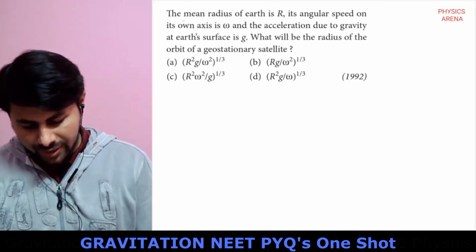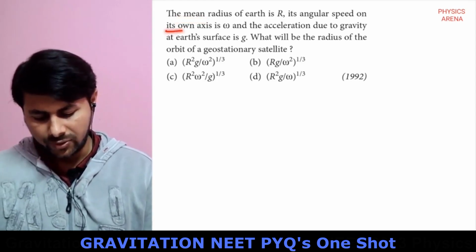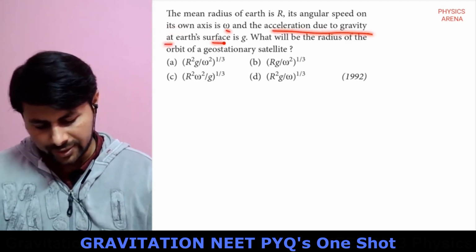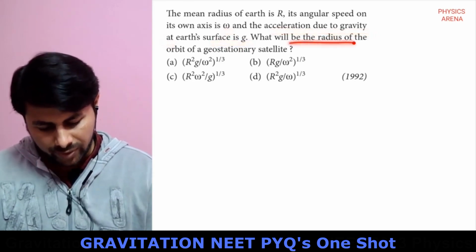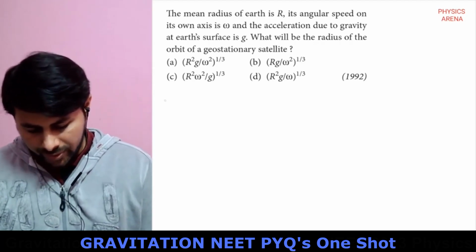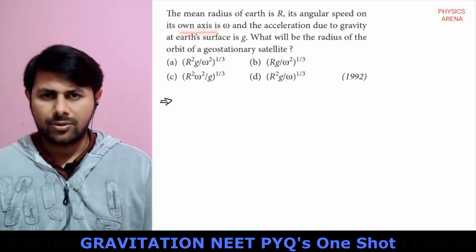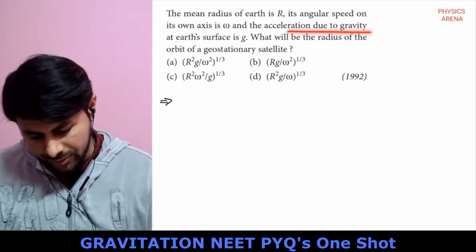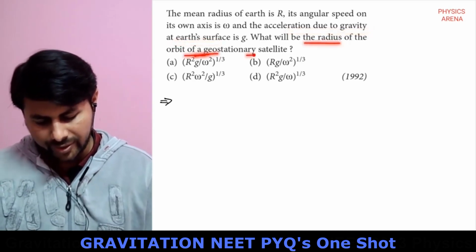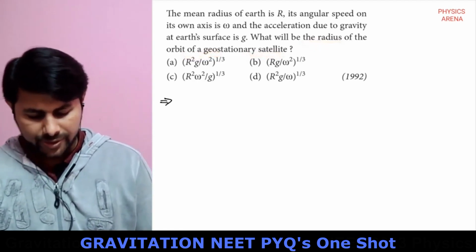Next question. The mean radius of Earth is r. Its angular speed on its own axis is omega, and the acceleration due to gravity at Earth's surface is g. What will be the radius of orbit of a geostationary satellite? Okay, so angular speed of Earth is omega and acceleration due to gravity on Earth's surface is g. This is the question. Let's suppose the radius is small r.